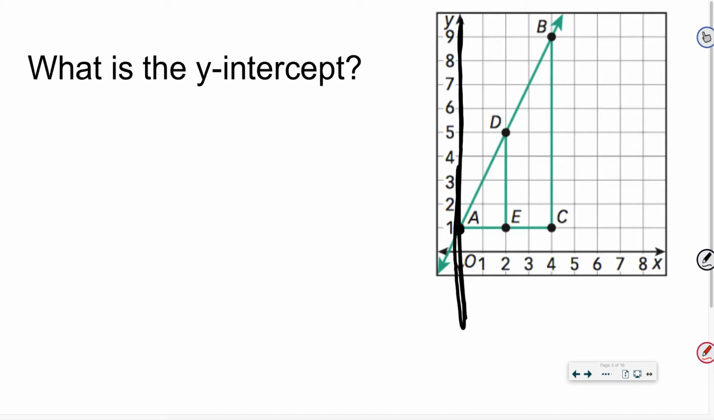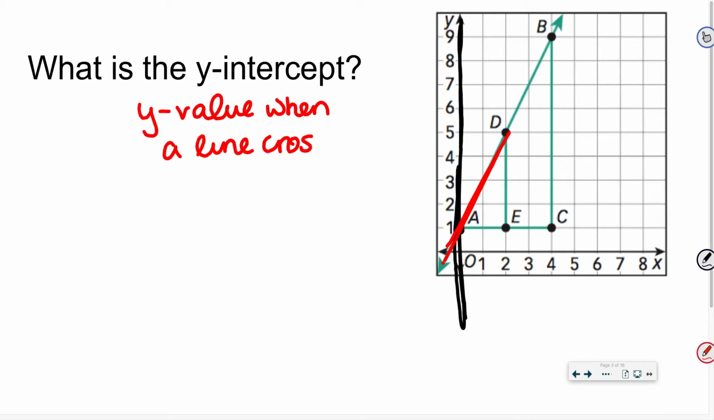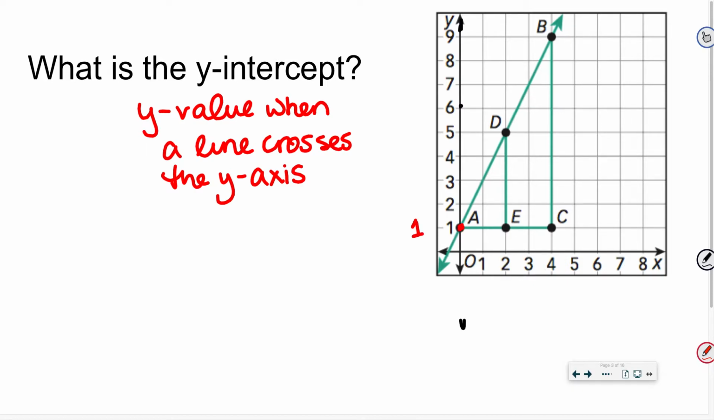It's where our line crosses the y-axis. So it's the y value when a line crosses the y-axis. You could write this definition down if you don't have it. And the key here is that it's also represented as a value. So for that line, what is the y-intercept? 1. It's the value 1. It's the y value when a line crosses the y-axis.